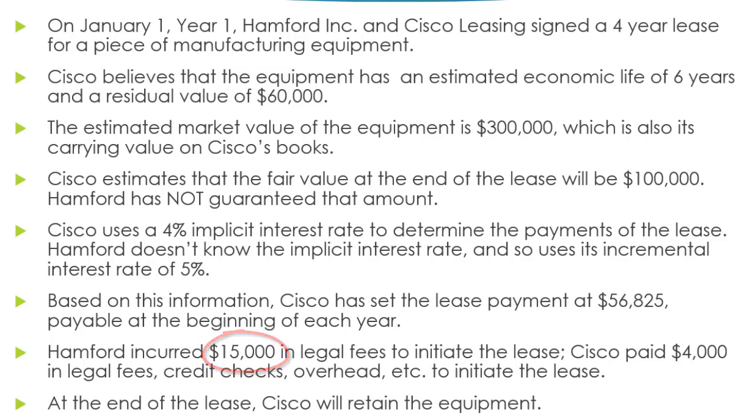But they paid $15,000. Cisco does this all the time, so it doesn't cost them nearly as much. So they only paid $4,000 in legal fees. At the end of the lease, Cisco is going to retain the equipment. So now that we know all these basic numbers, it's time to start putting together an amortization schedule.